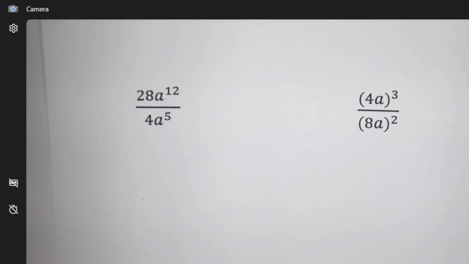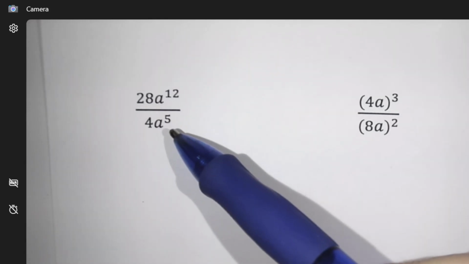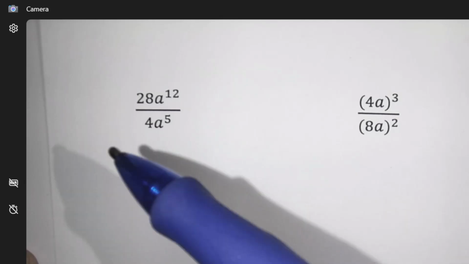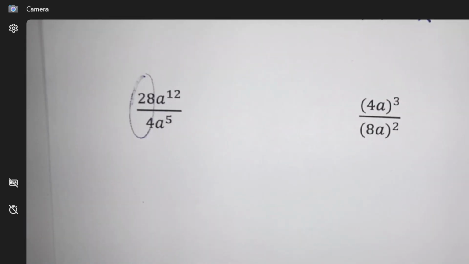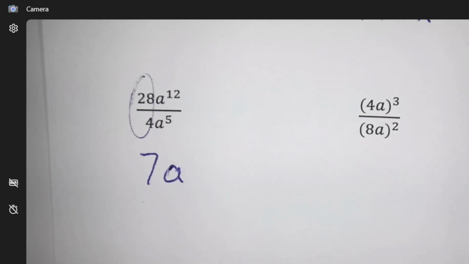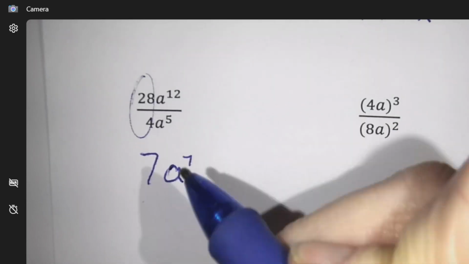Okay. Division question. Are these coefficients involved or separated? Separated. So what is the new coefficient? 7. A to the, use your rules, 7.